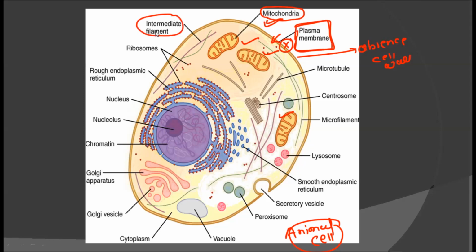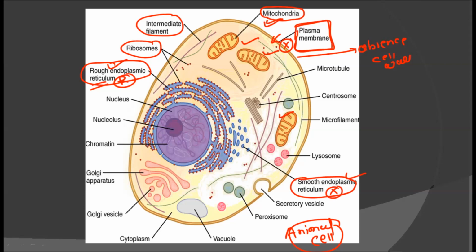Then there are intermediate filaments plus the ribosomes. The animal cells again have the rough endoplasmic reticulum as well as the smooth endoplasmic reticulum, as we have discussed. Depending upon the ribosome, if it contains the ribosome, then it is a rough endoplasmic reticulum, and if it does not contain the ribosome, then it is the smooth endoplasmic reticulum.